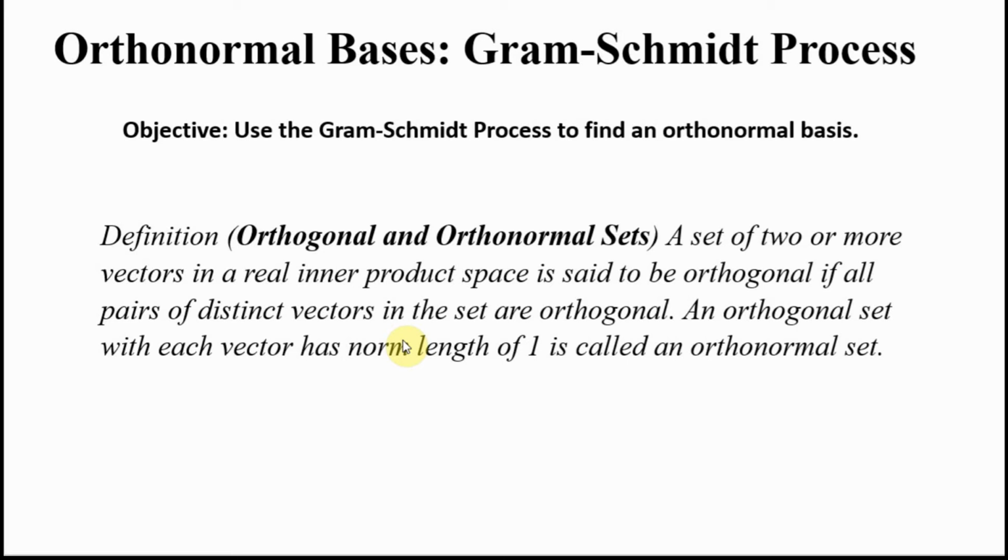But to get to the Gram-Schmidt process, which has rich applications all over math and also the sciences, we established the idea of orthogonal and orthonormal sets. A set of two or more vectors in a real inner product space is said to be orthogonal if all the pairs of distinct vectors in the set are orthogonal. An orthogonal set with each vector having norm, or length, of 1 is called an orthonormal set.